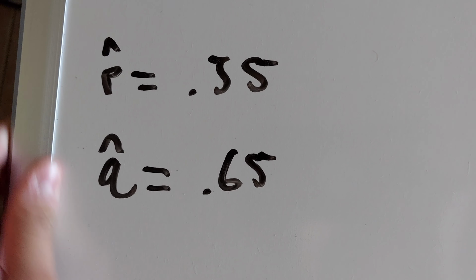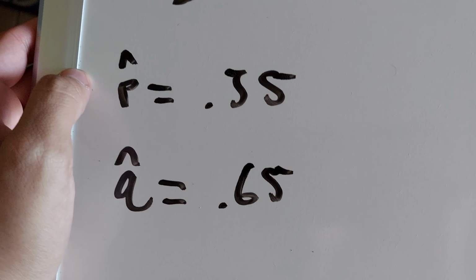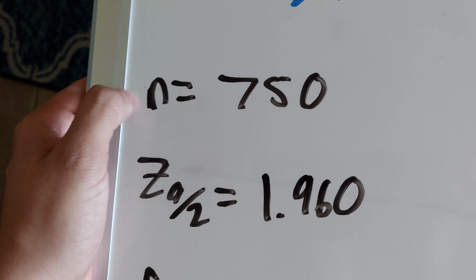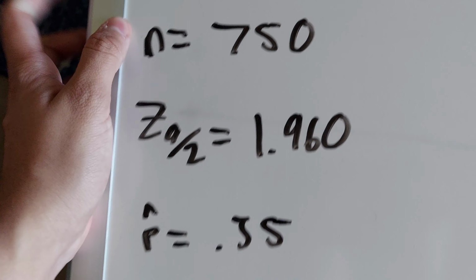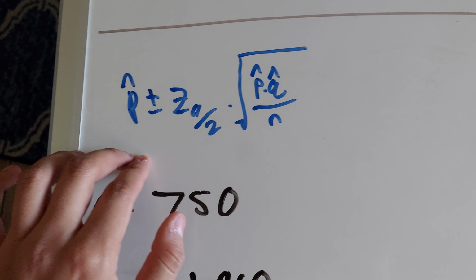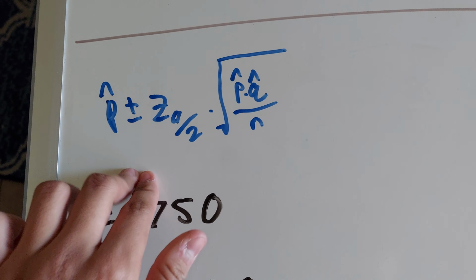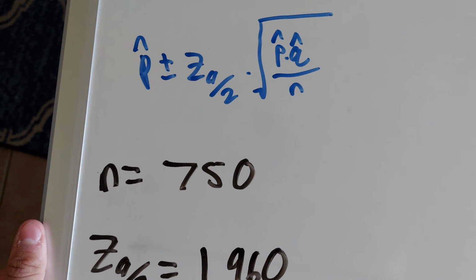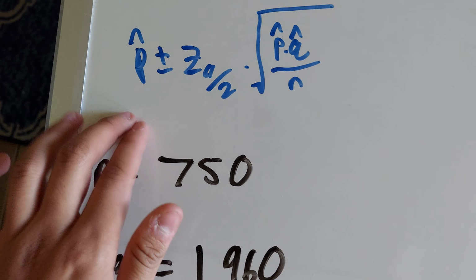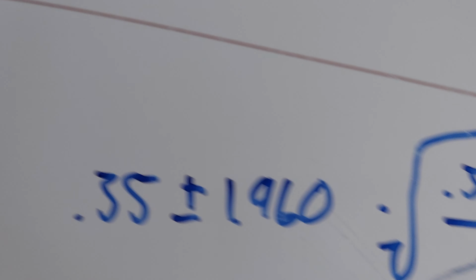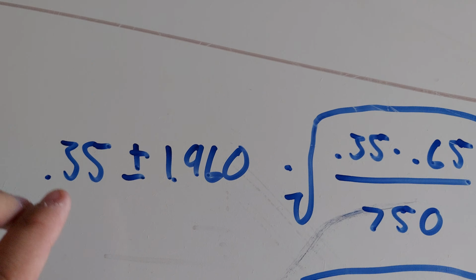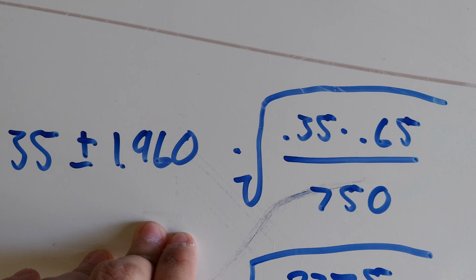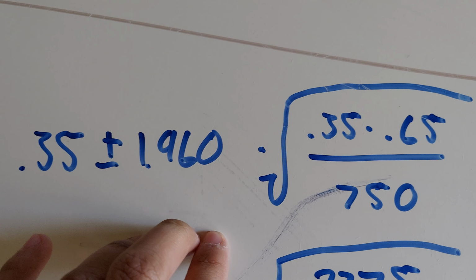So we're going to write everything down. We got Q hat equals 0.65, P hat equals 0.35, Z alpha over 2 equals 1.960. We know that N, the sample size, is equal to 750. And with all that, we're going to plug it into this formula: P hat plus minus Z alpha over 2 times the square root of P hat times Q hat divided by N, the sample size. Once we do that, it's going to look like 0.35 plus minus 1.960 times the square root of 0.35 times 0.65 divided by 750.